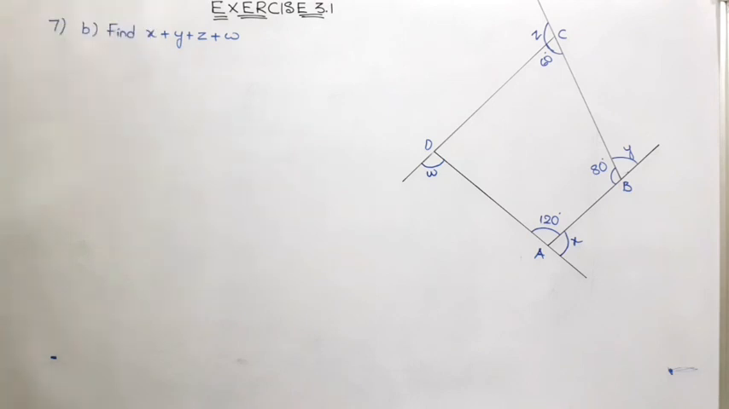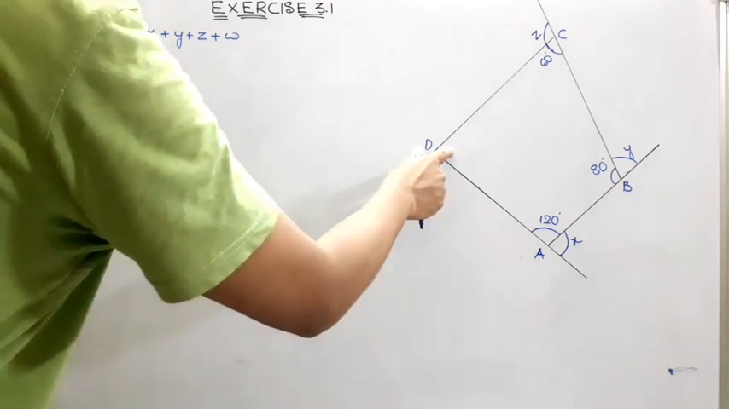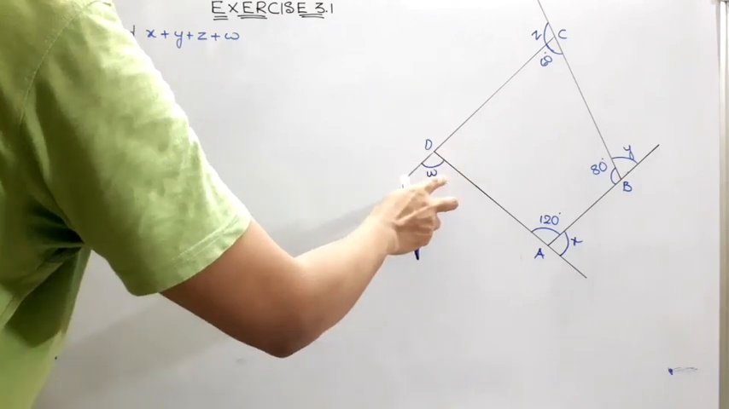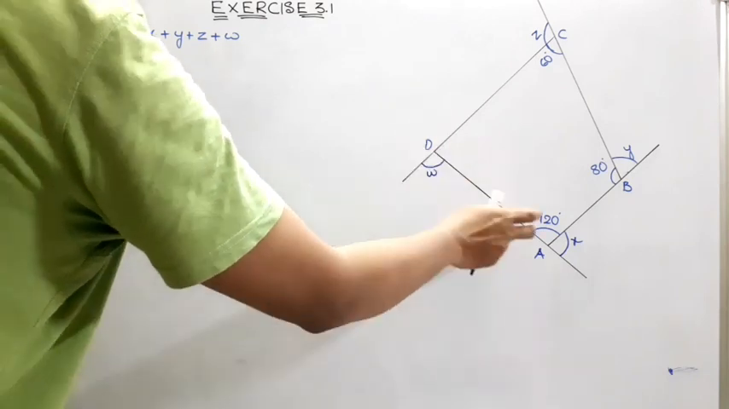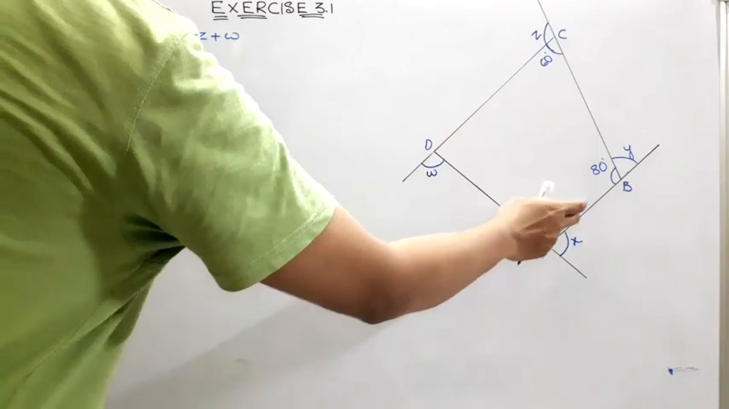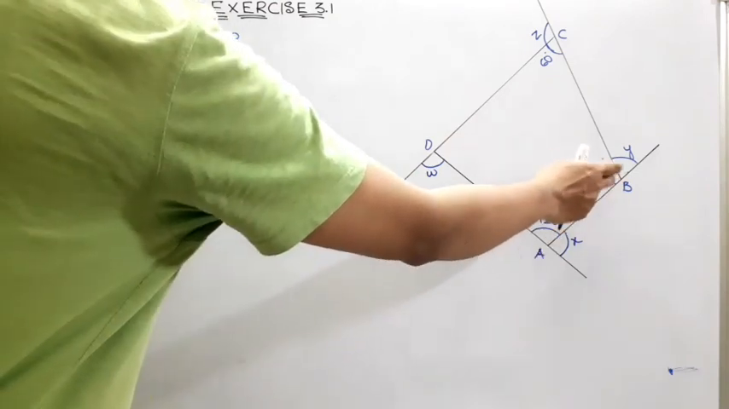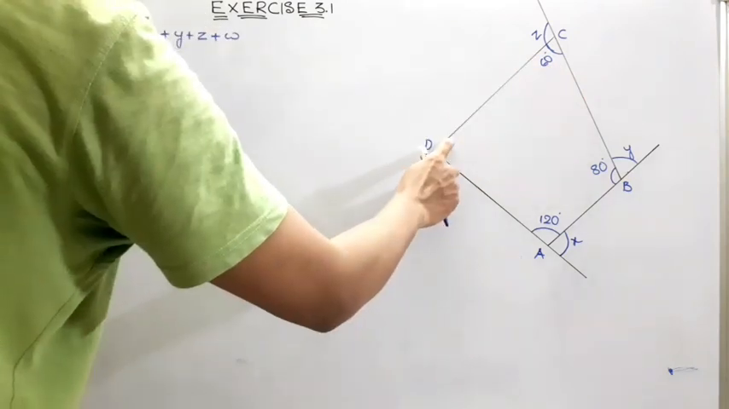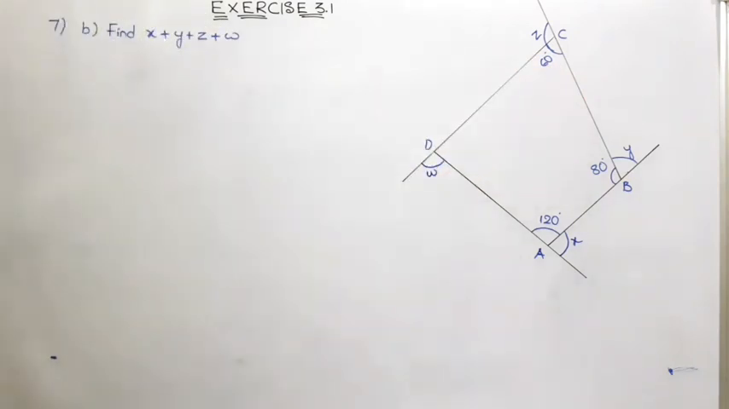Please children, interior angles are quite different to exterior angles. First, look, here 120 is one interior angle, 80 is one interior angle, 60 degrees is another interior angle, and here we are missing one more interior angle.